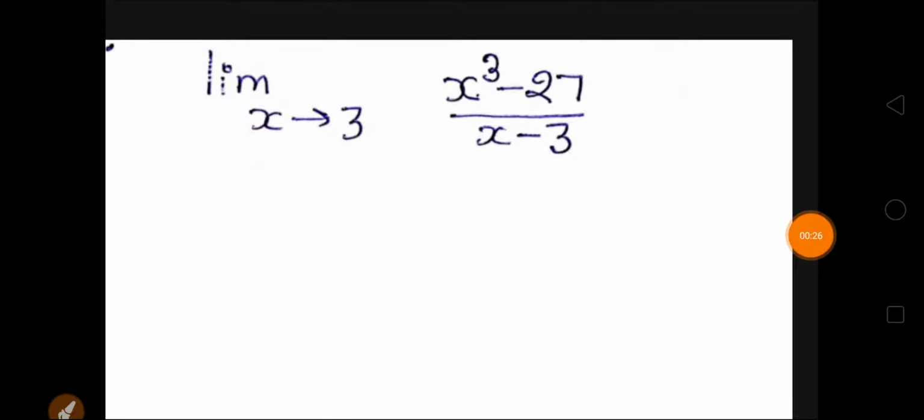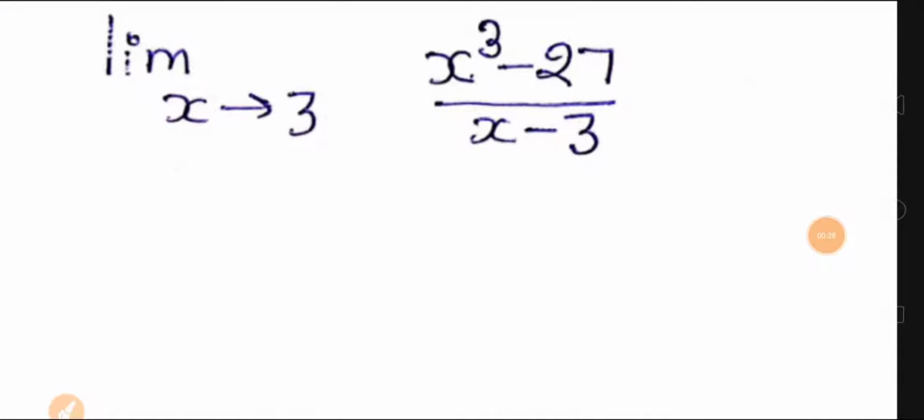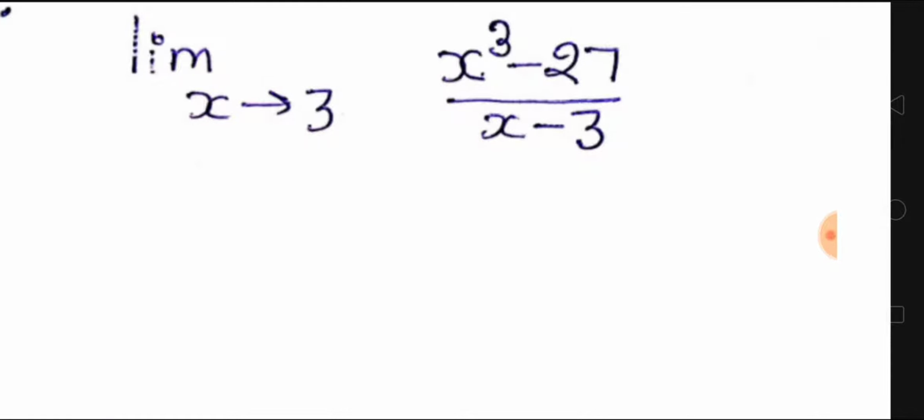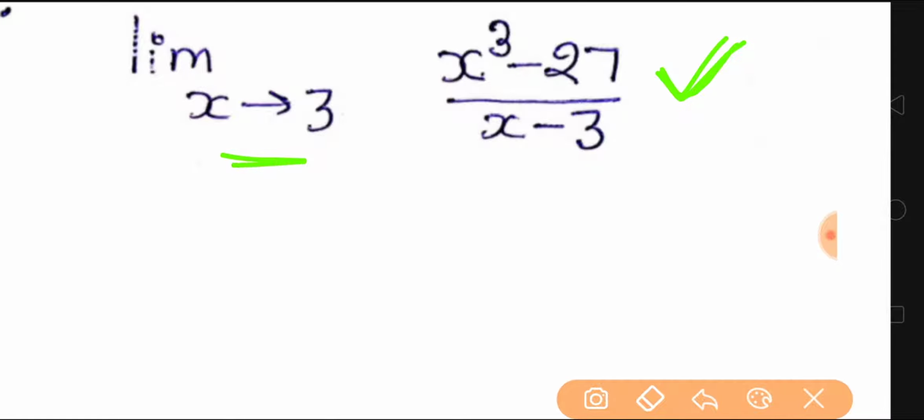So this is the question you can see on your screen. This is question number one. So let us start this question. As you know very well, x tends to 3 is the limit of this function. So this limit we have to put in this function. So let us put the limit in this function. That is the value of x. So you have to put it here.